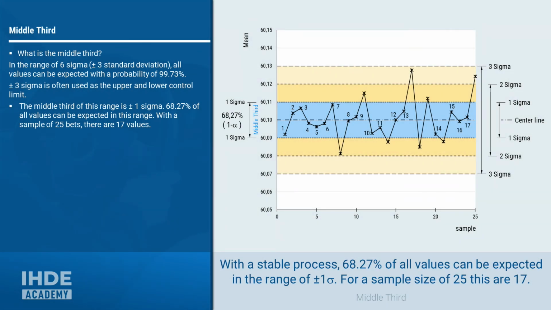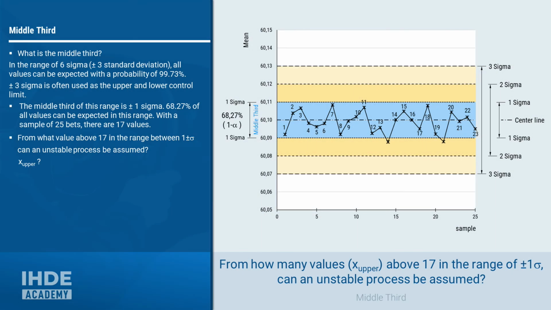In a statistically stable process, 68.27% of all values can be expected in the middle third, which is the ±1 sigma range. With a sample size of 25, as here, this would be 17 values. In order to set an upper limit value, the question must be answered as to how many values above 17 values in the range of ±1 sigma with a sample size of 25 can an out-of-control process be assumed.